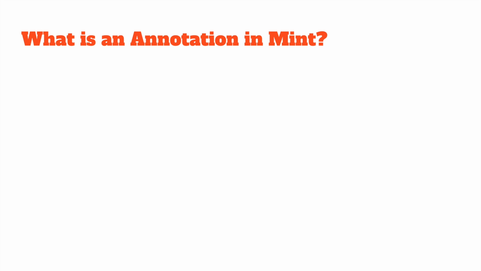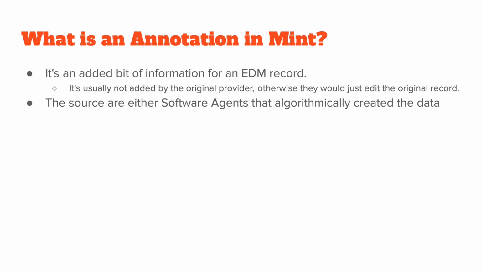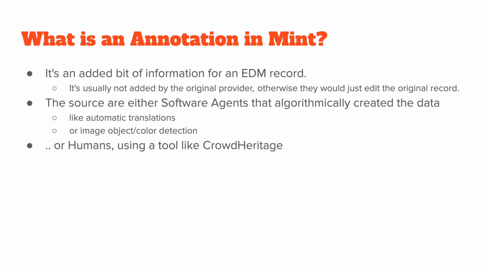Let's first have a look at what an annotation looks like in Mint. In essence, an annotation is an added piece of information to a metadata record that is not produced by the original data provider, because if he had extra information, he would probably put it in the record. This extra data can either be produced by a software agent with an algorithm, like an automatic translation or an image analysis where you detect objects or color, or by humans, maybe via a process like crowdsourcing.